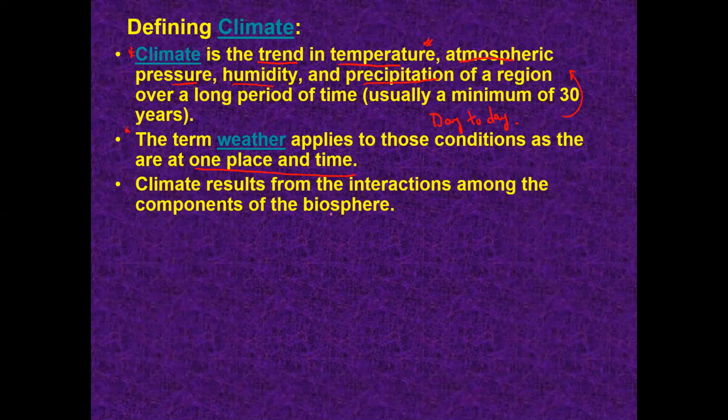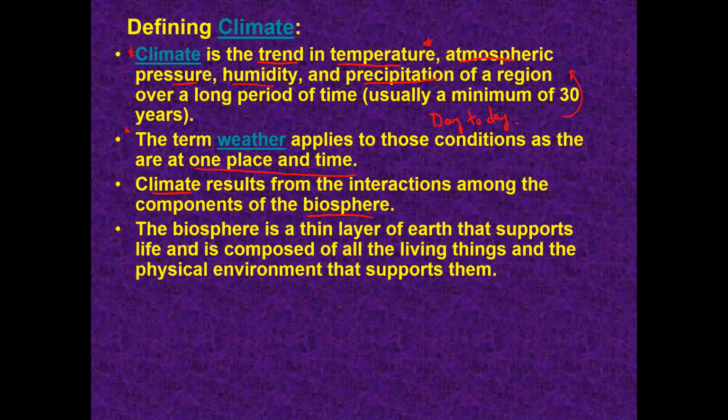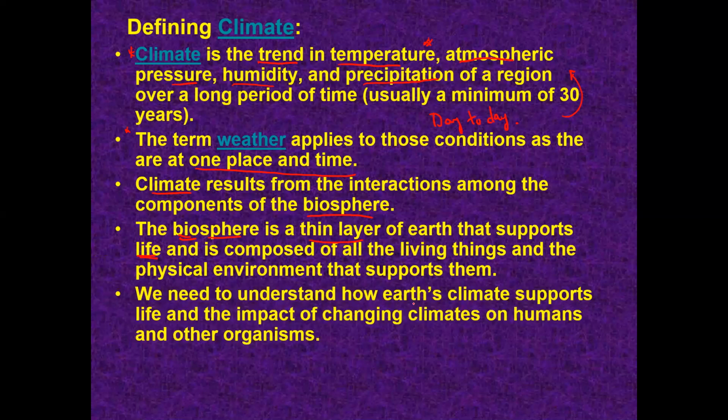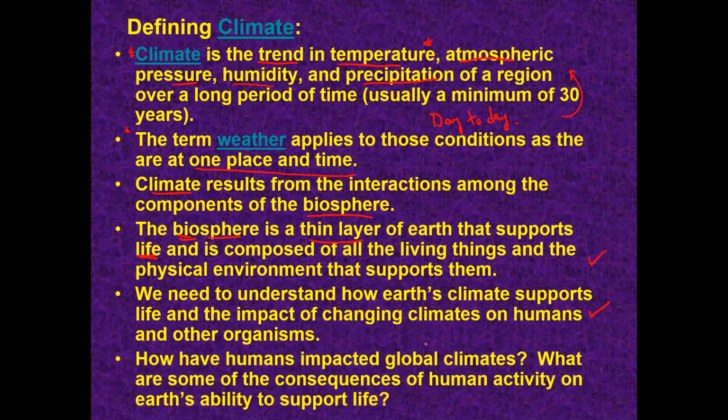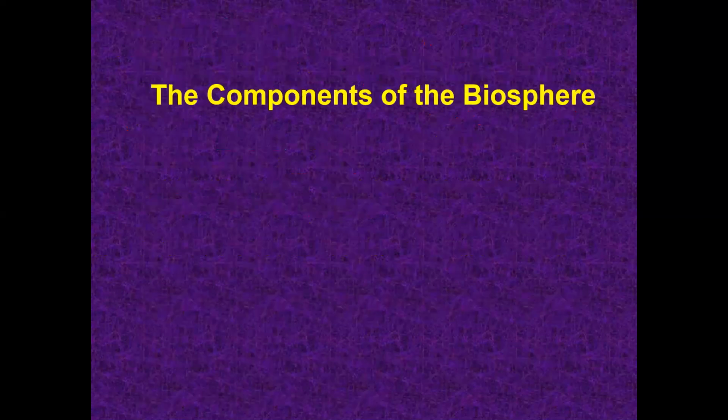And we're going to look at the interactions of different components of the biosphere, what climate results from. So when we look at the word bio, that just means living areas. So this thin layer that supports the living life, okay? And Earth's climate supports life and life impacts climate, changing climates. Okay, we're going to look at that in this unit. And how have humans impacted climate? That's something else we'll look at in this unit. So very topical right now.